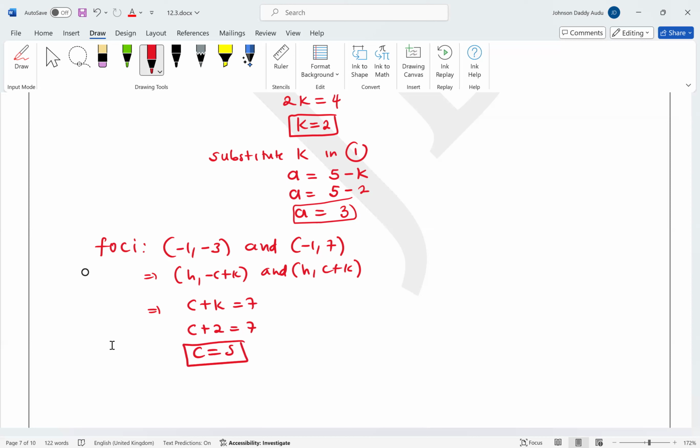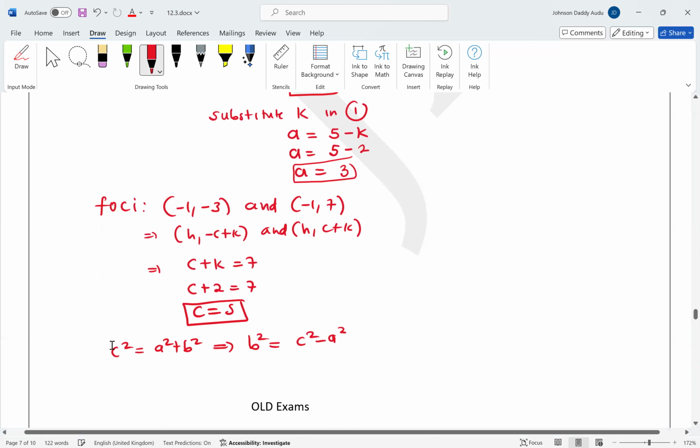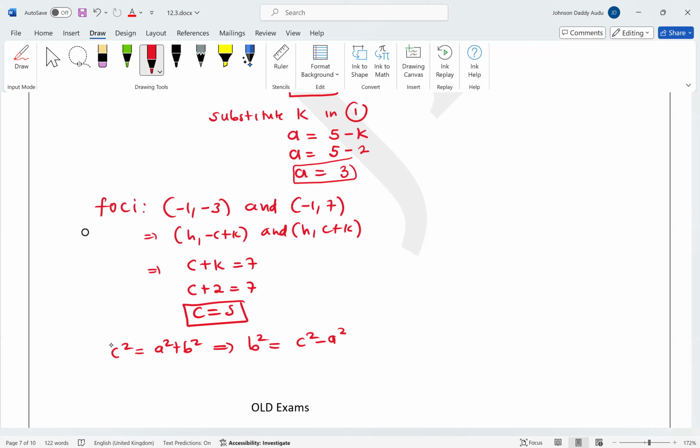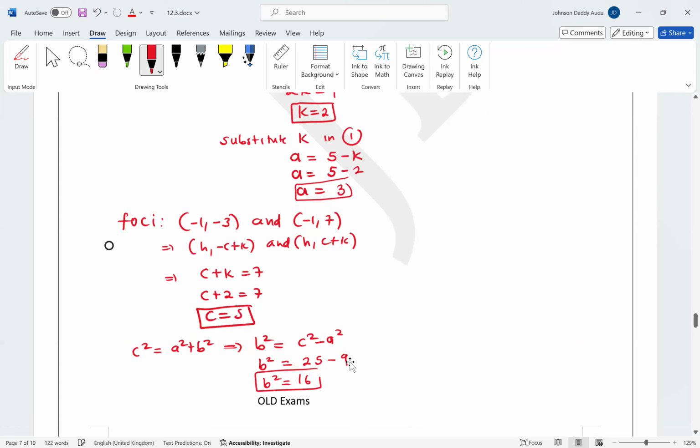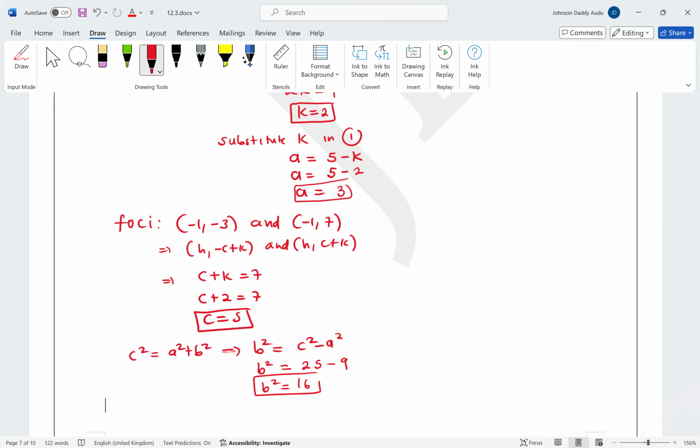So c is equal to 5. Now we know that c squared is a squared plus b squared, and this implies that b squared is equal to c squared minus a squared. So what will c squared be? This will be 25 minus 9, so b squared is going to be 16. So now I think we have everything we want to finalize this problem.